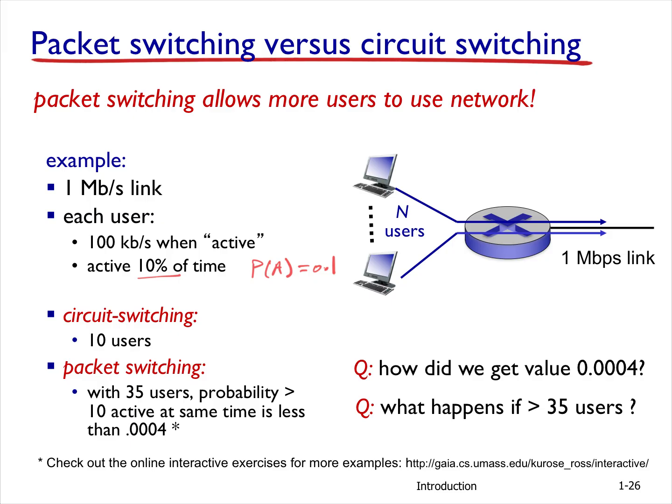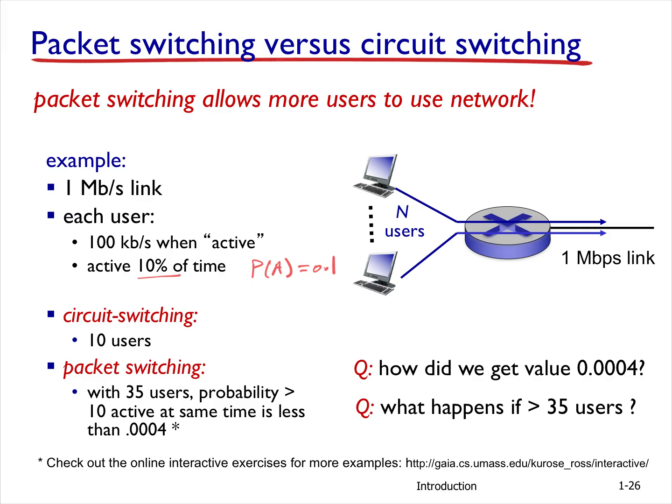So the probability of active for any one of those users is 0.1, 10% of the time, and the remaining 90% of the time the user does not want to send anything. And that happens randomly, so it doesn't mean that each user is going to take the first second and then stay silent for the rest of the 10 seconds. No. Each one of them can decide to be active at some random point, and the probability of that happening is equal to 0.1.